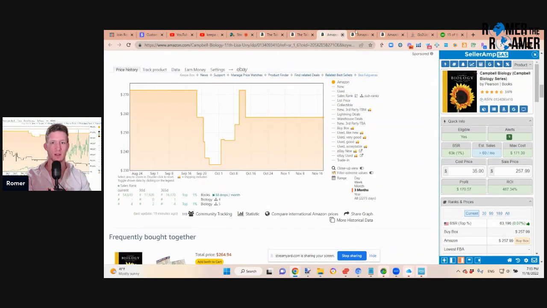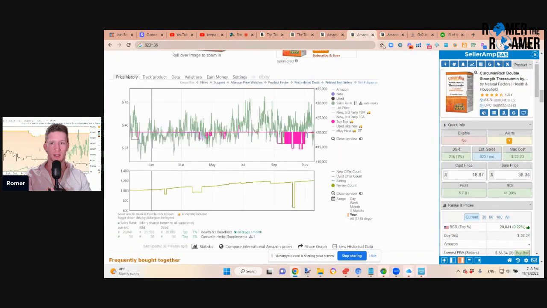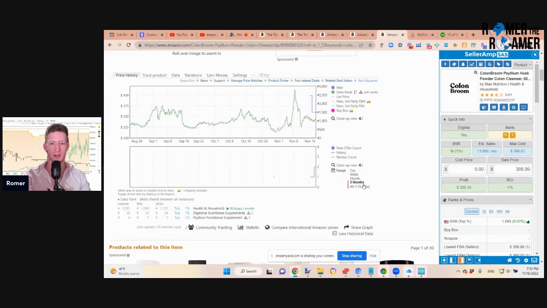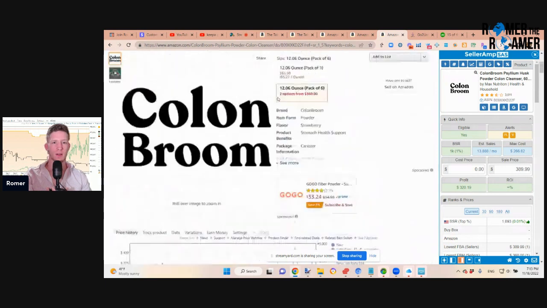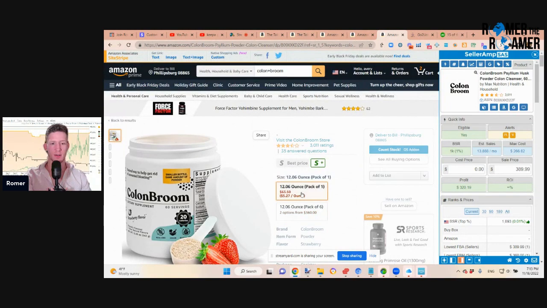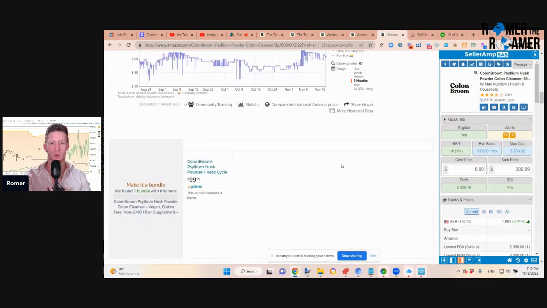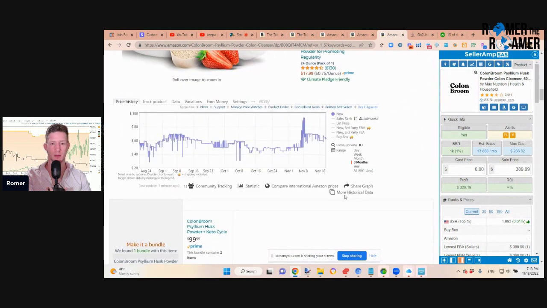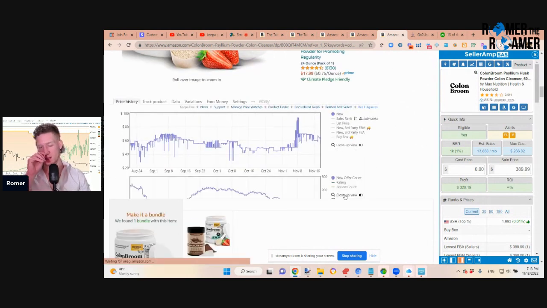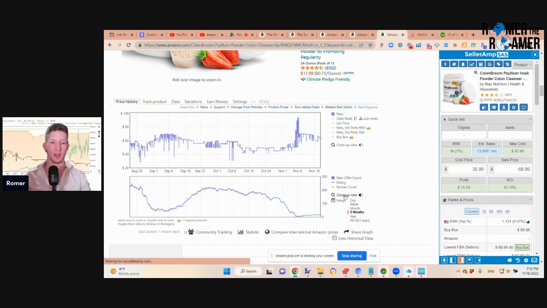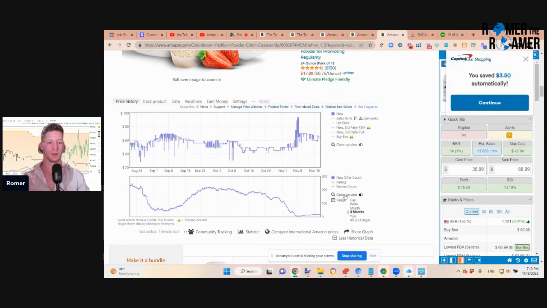And let's look at a listing that has more obvious sales. This Colin Broom will be a great example. Okay, it's because I have the variation selected. Here we go. So again, click on more historical data on Keepa. And Keepa, by the way, is the one tool that you for sure need as an Amazon seller. It'll cost you around 15 to 20 bucks a month, depending on the USD to euro conversion.